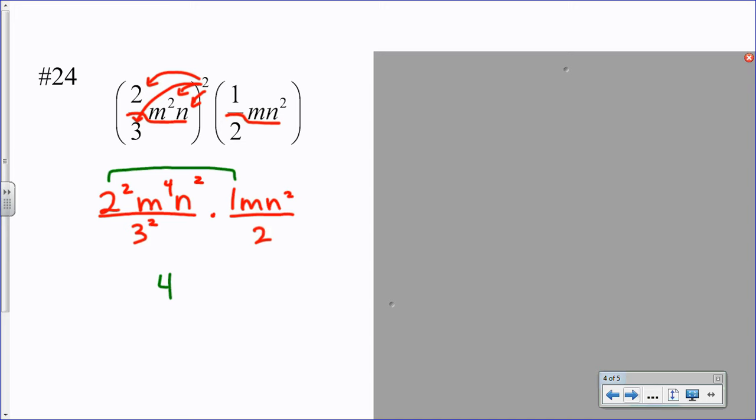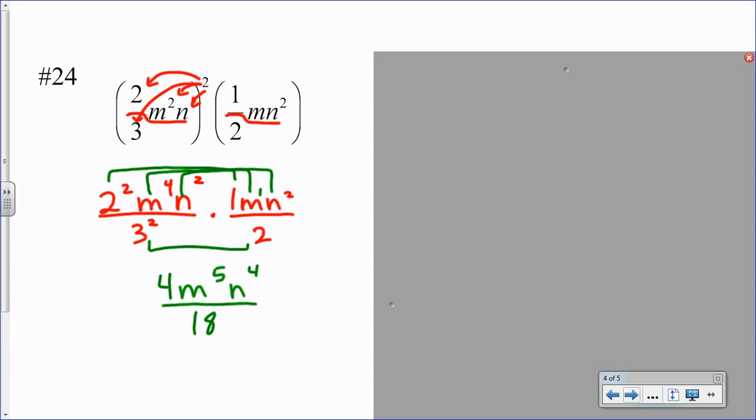Now I have a common base of m. So m to the 4th times m to the 1st. I have common base, and I'm multiplying. I use the exponent operation on the exponents. So 4 and 1, what do I do with those? Add. So m to the 5th, over n squared times n squared is n to the 4th, over 3 squared times 2, 18.